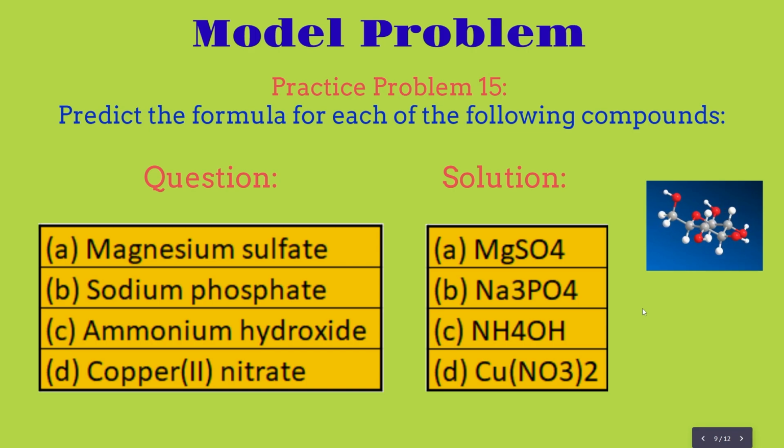For number 3, we have ammonium hydroxide, and this one is a really simple one because they easily combine together. So ammonium hydroxide is NH4OH, and then copper 2 nitrate is Cu, NO3 in the parentheses, and 2 outside. And now we're going to cover some final words for this video.